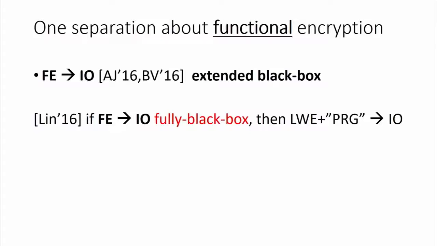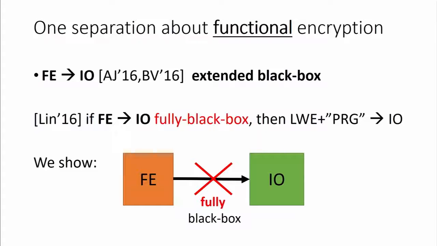Another work, by Rachel Lin, said that if you could make this fully black box, and if you avoid planting gates, she could give you something amazing from it. She could then eventually base IO on LWE plus some PRG. So this was used as something I wouldn't call a conjecture, but something that, if true, would give something interesting. What we show is that at least this is not going to work. Using the techniques that we use to prove our impossibility results, we can rule out the fully black box construction of IO from FE as well.